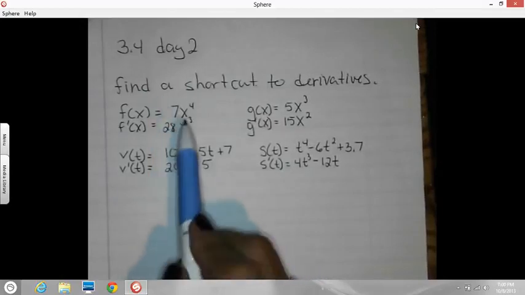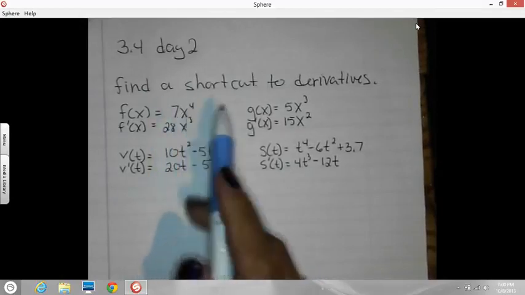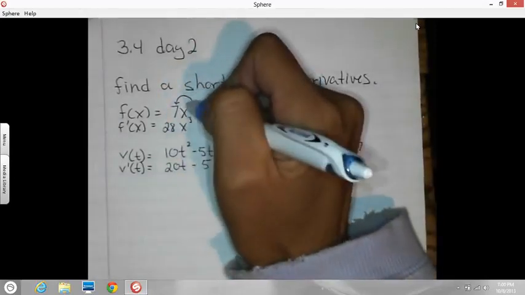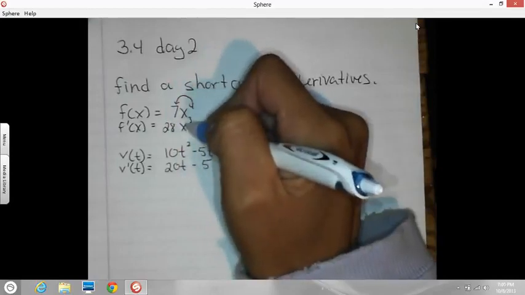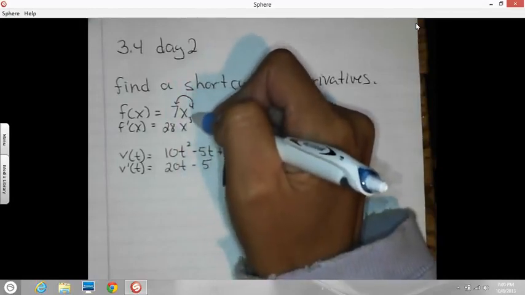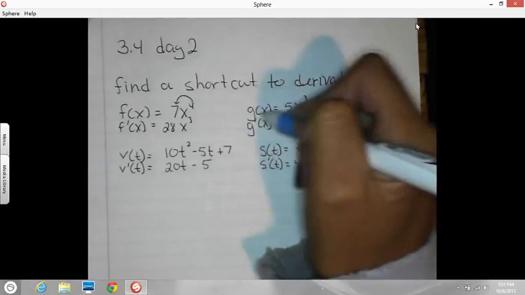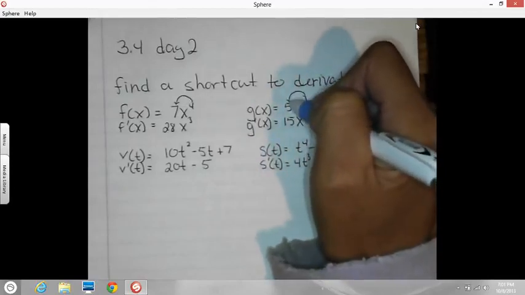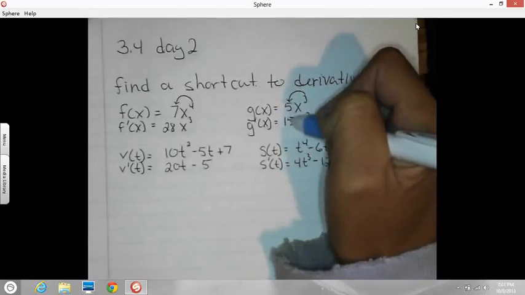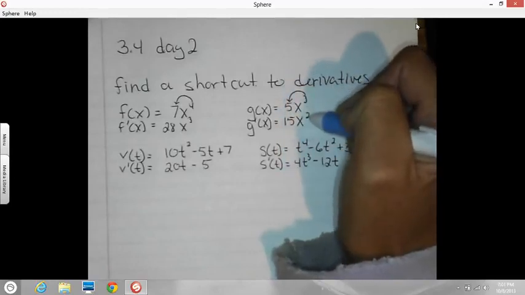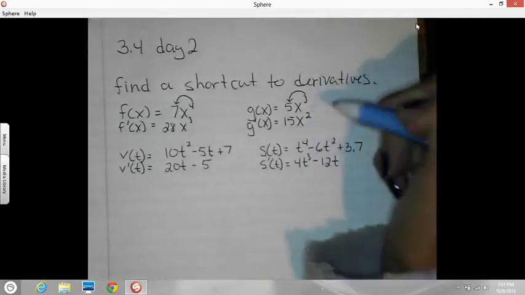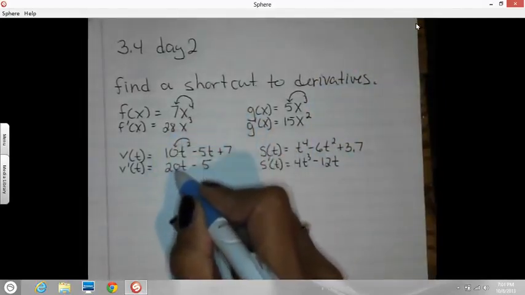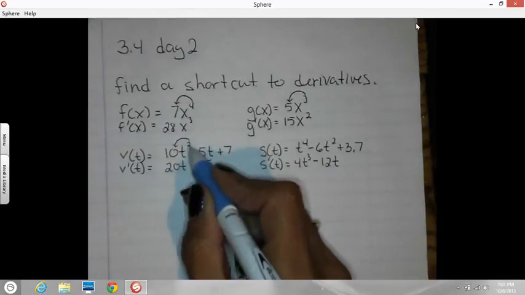Take a look. If you take the exponent and you bring it down as a multiplier, 4 times 7 is 28, and it looks like we subtracted 1 from here. Let's see if that works in the next one. The exponent comes down as a multiplier. 3 times 5 is 15. 1 less than 3 is 2. Here, 2 times the 10 gives me 20. 2 minus 1 brings me down to t to the 1st.